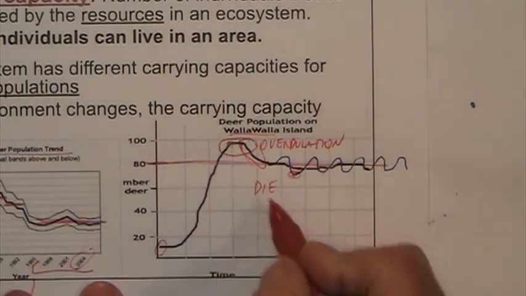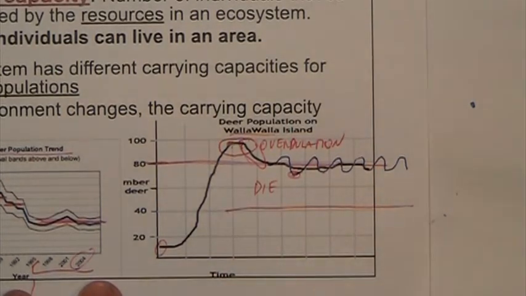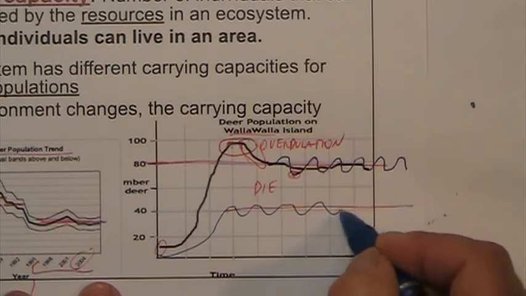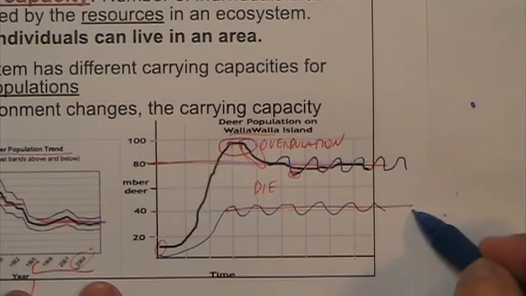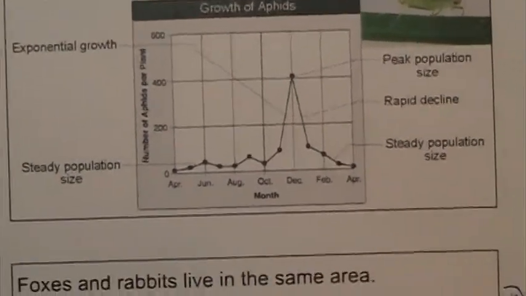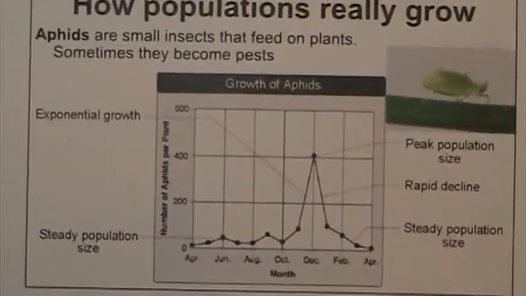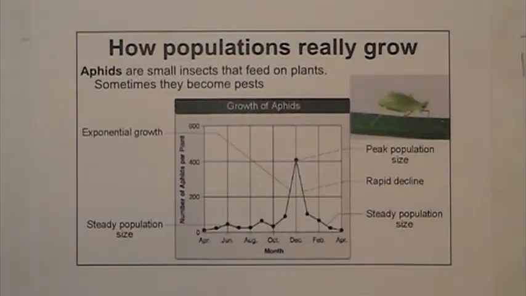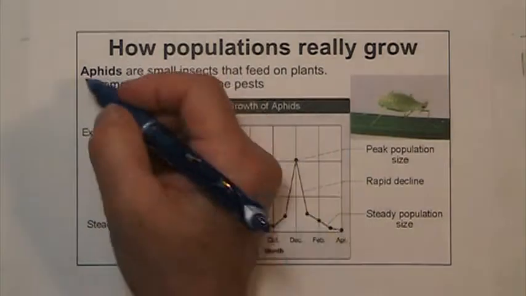And remember that this value can change. A population in a bad year might be reduced. Please never think that those beautiful graphs are what happens in real life. That's not true. So I have an example of an aphid here.